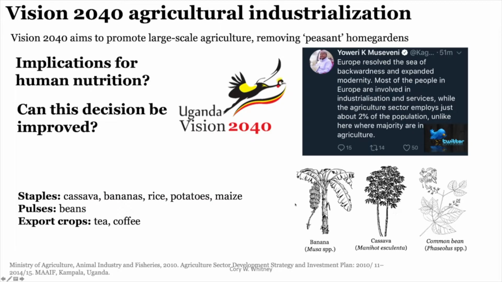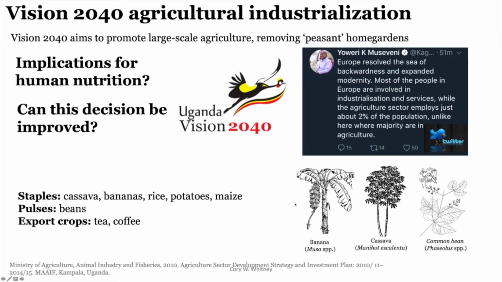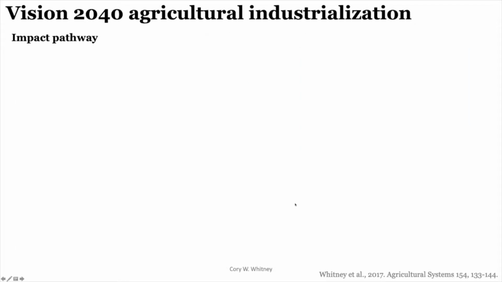We knew that the industrialized system would be comprised mainly of cassava, beans, bananas, rice, and potatoes as staples, with beans and export crops like tea and coffee. And we knew something of the structure of the traditional agricultural system, which I'll talk about in a minute, because I spent a lot of time with farmers, and we had a lot of farmers on board who could help us understand the composition of smallholder farms.